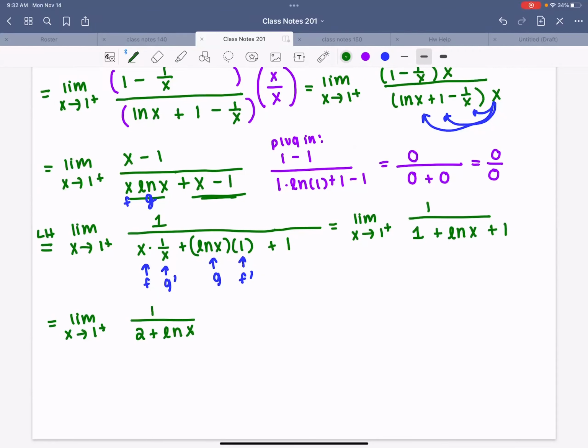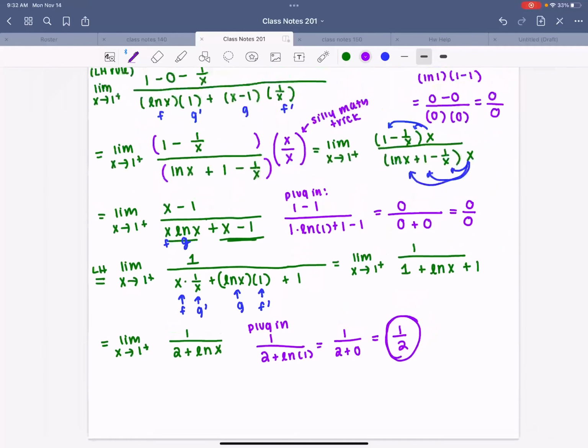Once I'm here, what's my next step? Plug it in, see if it works, right? Before we ever take L'Hopital's rule again, always plug in and see what you can do. So this becomes 1 over 2 plus the natural log of 1. I think I've asked you a billion times, but what's the natural log of 1? 0, good. 2 plus 0, we get a half. That's not an indeterminate form. 1/2 is our answer.